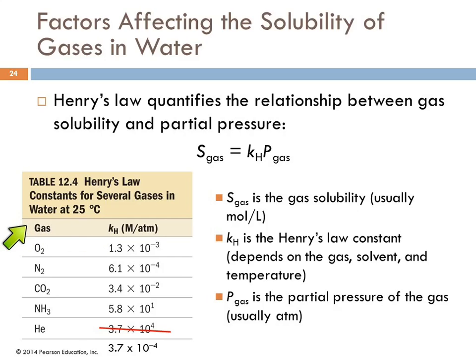So here's from your book. There's actually a mistake in your textbook. It's 3.7 times 10 to the minus 4, not plus 4. So for these different gases, this is for water at 25 degrees Celsius. These are the Henry's law constants. And here it's molarity, moles per liter, per atmosphere. So you would want to use the pressure of the gas in atmospheres.